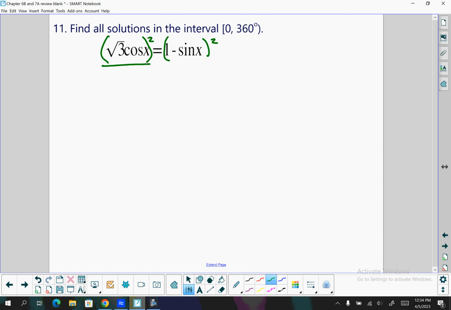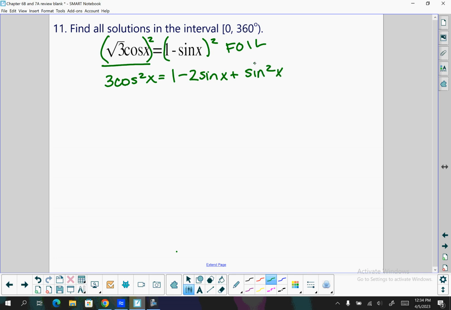So what's rad 3 squared? 3, and then cosine squared. On the right, make sure you are FOILing, okay? So many people, I cannot tell you, so many people do not FOIL when they do this. So if I FOIL out, it's 1 for my first terms. I'll have a negative sign and a negative sign, so minus 2 sine plus sine squared.